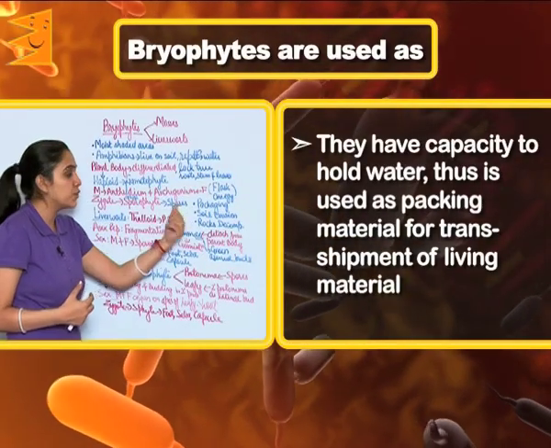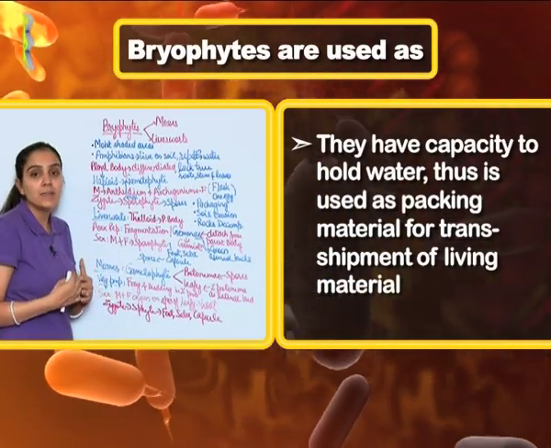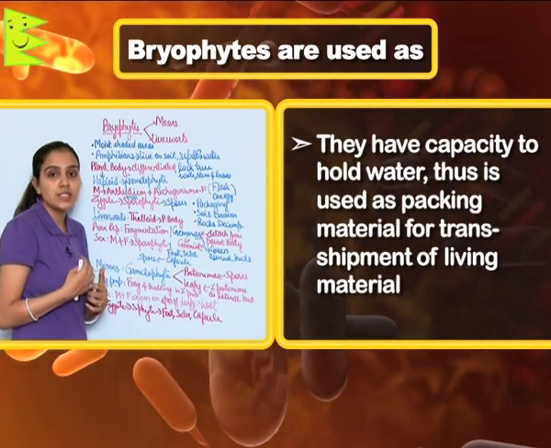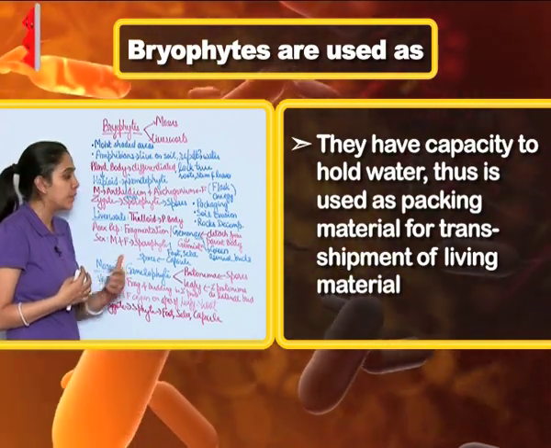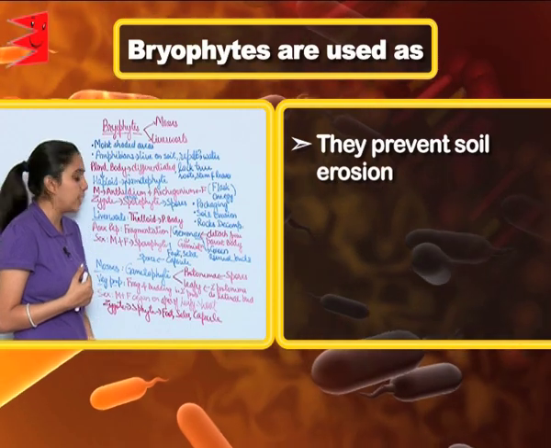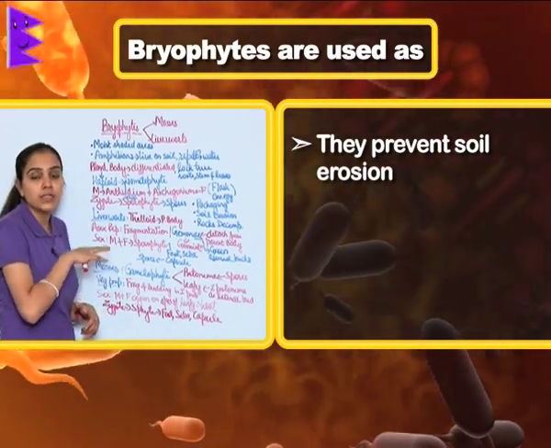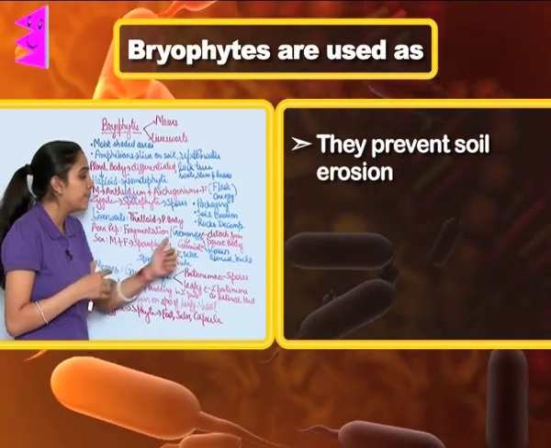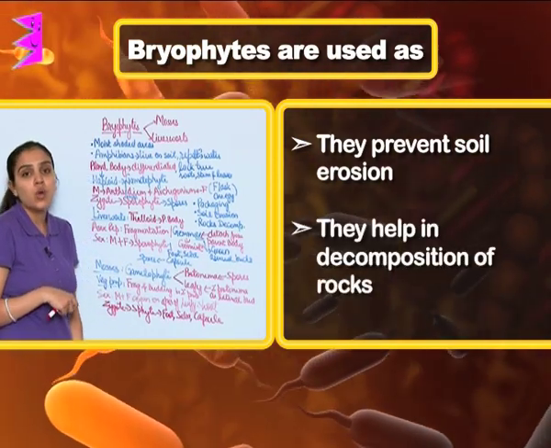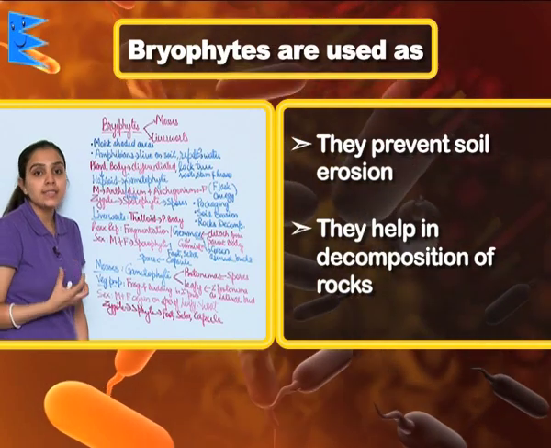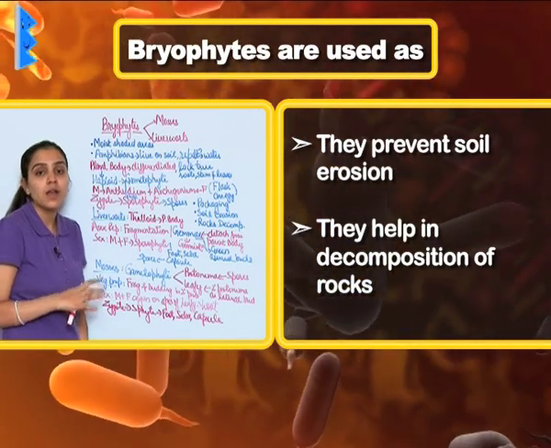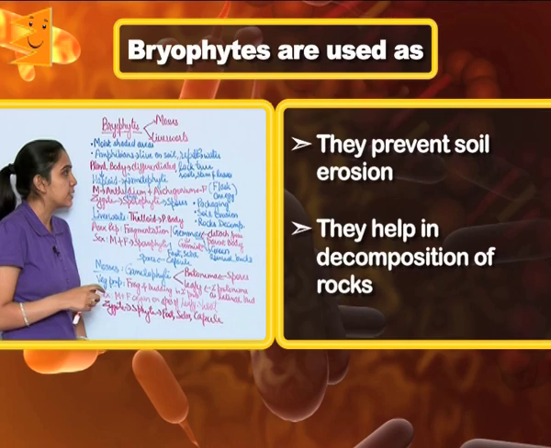Bryophytes are useful as packaging material in cases of shipment transfer. They prevent soil erosion because mosses form a good cover over the soil and thus bind the soil, and they also lead to rock decomposition, hence supporting the growth of other higher plants or trees.